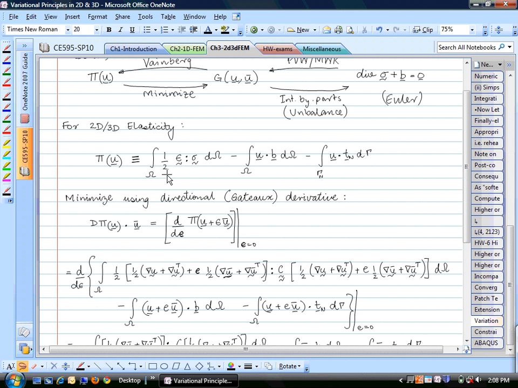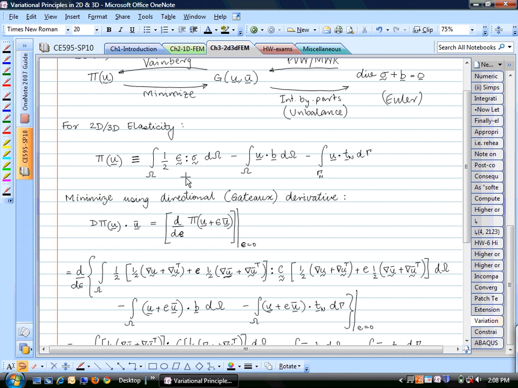So in 1 dimension, if you remember, you had half. So for the spring model, what is the energy? Let's say I have a spring of stiffness K, displacement U. The energy stored is half Ku square, right? So this is exactly that. Half times strain times stress. Stress is K times strain. So this is the energy stored in your system.